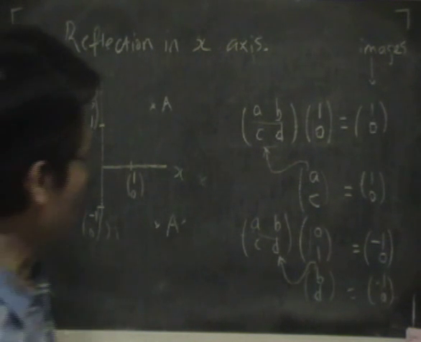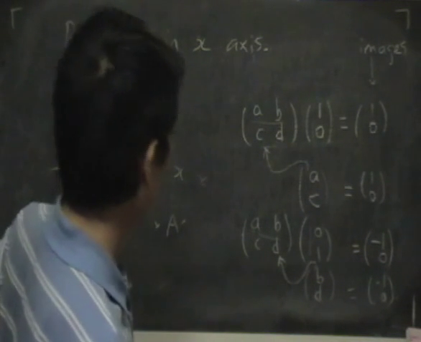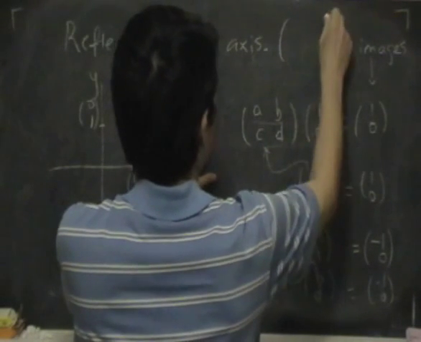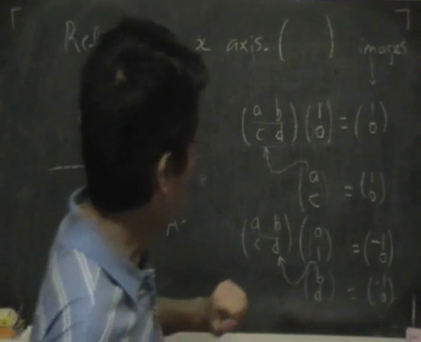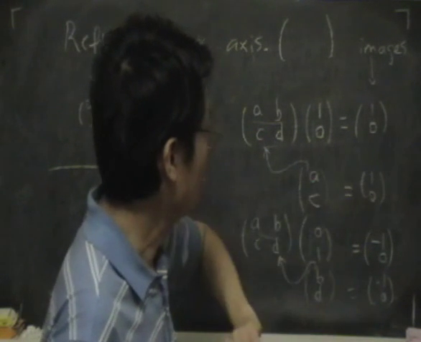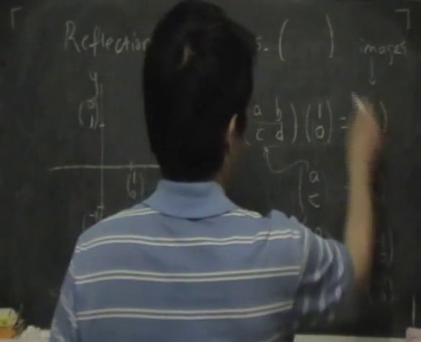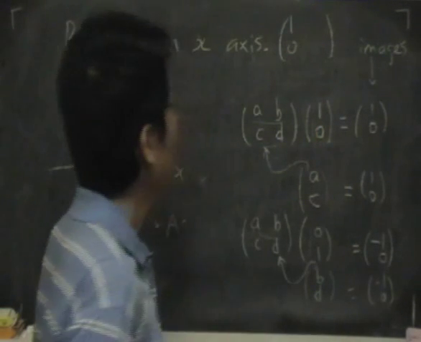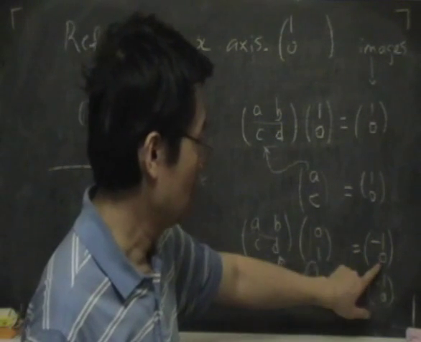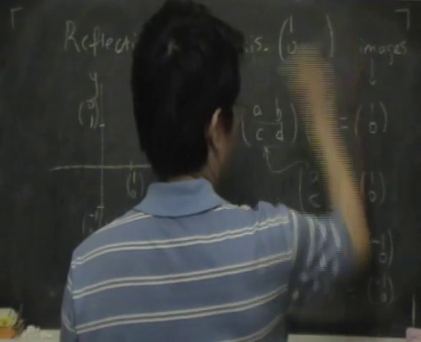Before I go on to the next transformation, let me just write down the results for this. So I'll just write it here, reflection in the x-axis. From what we have found, the first column should be the image of the 1 on the x-axis. So the 1, 0 there would be the first column, and the point 1 on the y-axis would have its image, which is minus 1, 0. And that should give us the second column.